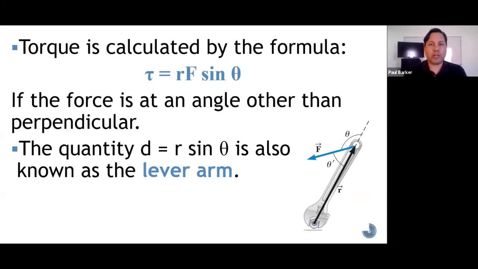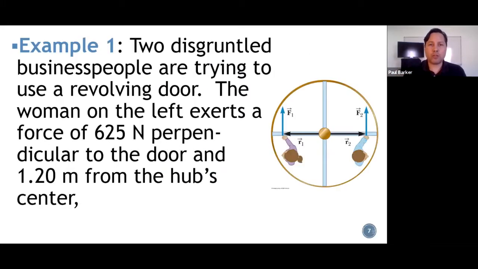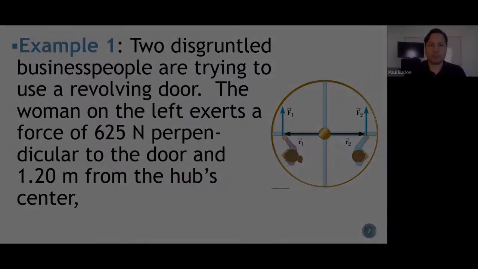Now torque is calculated using the following formula when it is at an angle: torque is equal to R times F multiplied by sine of theta. So if the force is at an angle other than perpendicular, you're going to use that formula. Now the distance from the pivot point to where the force is being applied is referred to as the lever arm, which is R times sine theta.